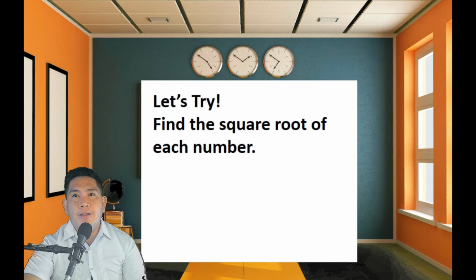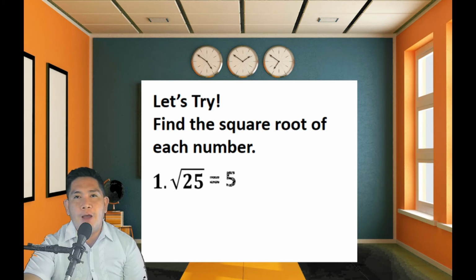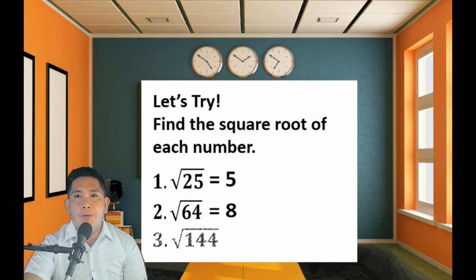Let's start by recalling the previous lesson. I want you to find the square root of each number. Number 1, square root of 25. The square root of 25 is equal to 5. Number 2, the square root of 64. The square root of 64 is equal to 8. And lastly, the square root of 144. The square root of 144 is equal to 12. That's great! Isn't it easy?